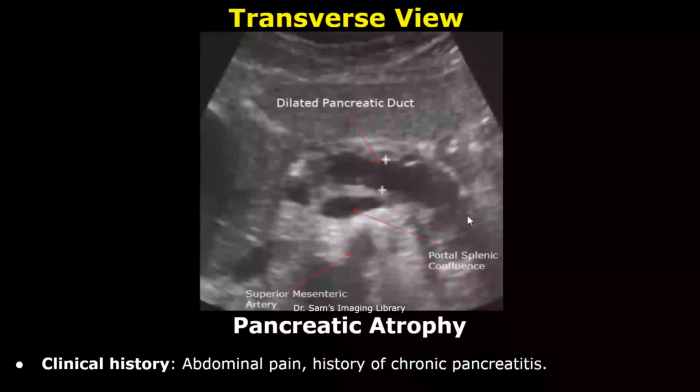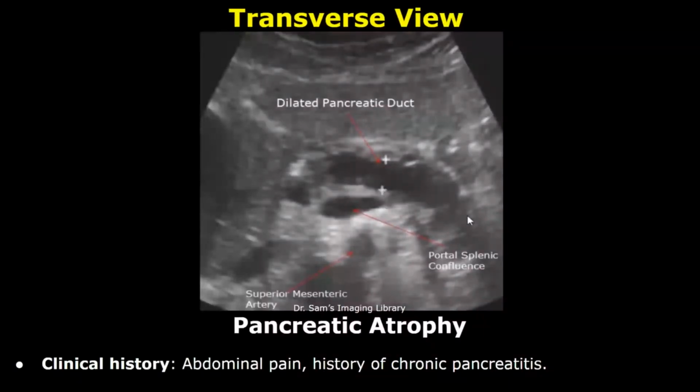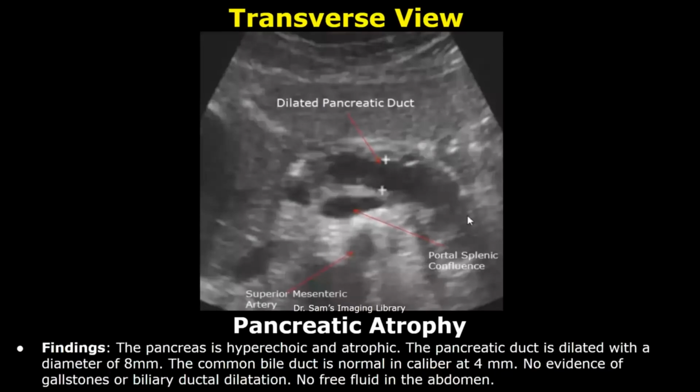This is a case of pancreatic atrophy. The clinical history was abdominal pain and history of chronic pancreatitis. In the findings for pancreatic atrophy, you can write the pancreas is hyperechoic and atrophic, and then you can write about the pancreatic duct and write its measurement.